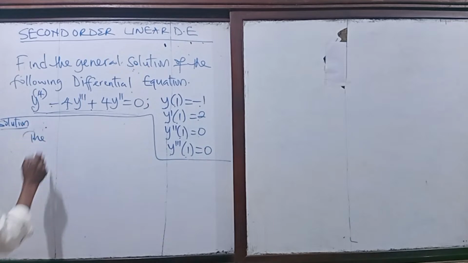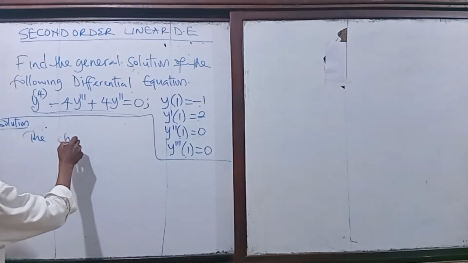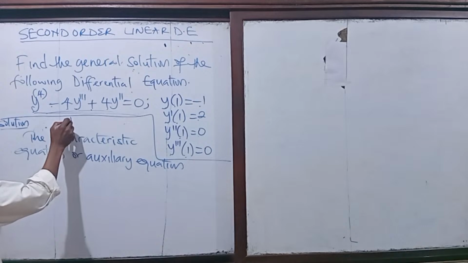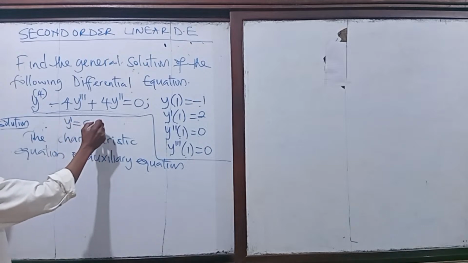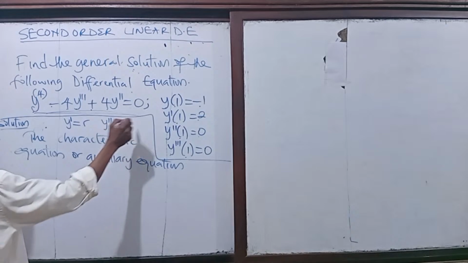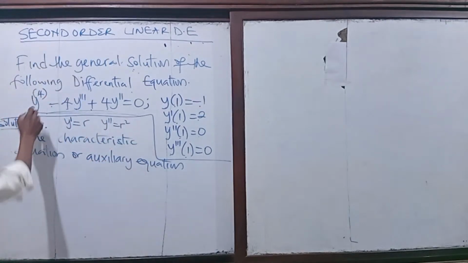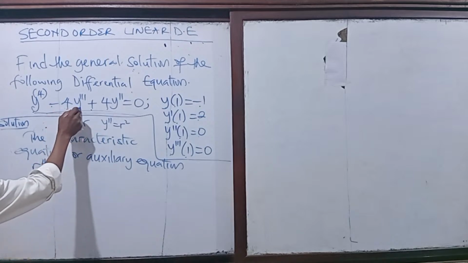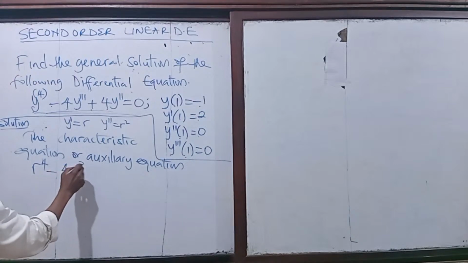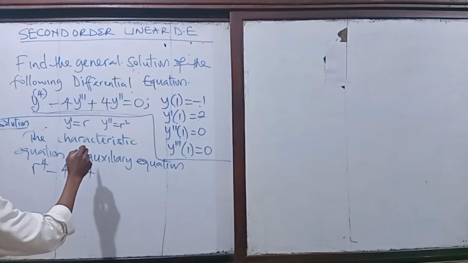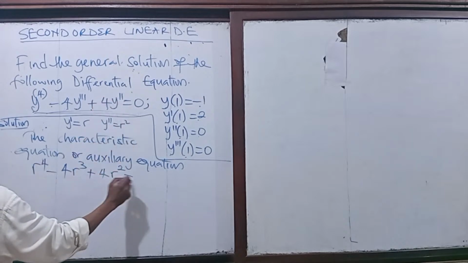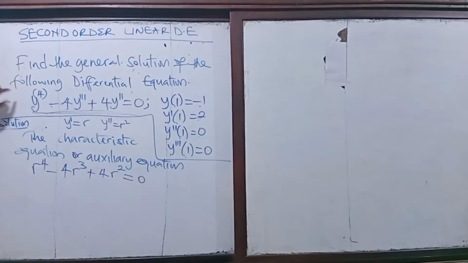The characteristic equation or the auxiliary equation: for the first differential, y prime, that's r. Second differential, that's r squared, and it goes on like that. So this will be r to the power 4 minus 4 times the third differential, that's 4 times r cubed, and then plus 4 times the second differential, r squared, equal to 0.